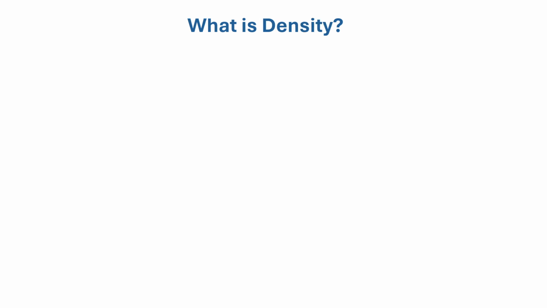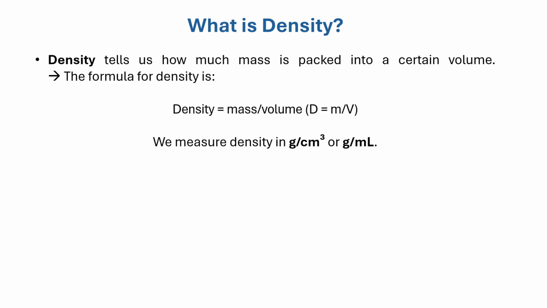And then what is density? Density tells us how much mass is packed into a certain volume. There is a formula to calculate density, and you will need it in so many ways. Density is equal to mass over volume. So if you divide mass by volume, you will get density. And if you multiply density with volume, you will get mass. So if you are given just two pieces of information, you will be able to calculate the third one using this equation. And the unit for density is gram per centimeter cube or gram per milliliter.